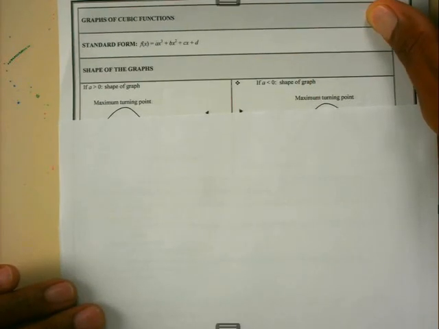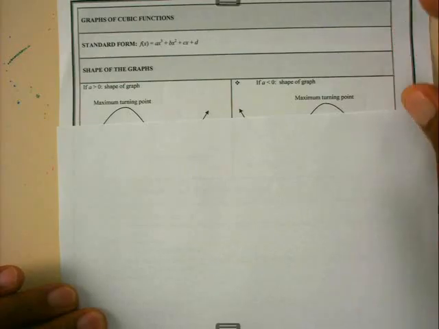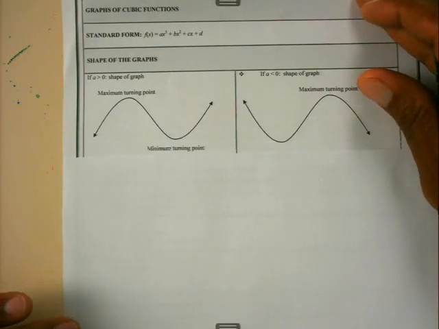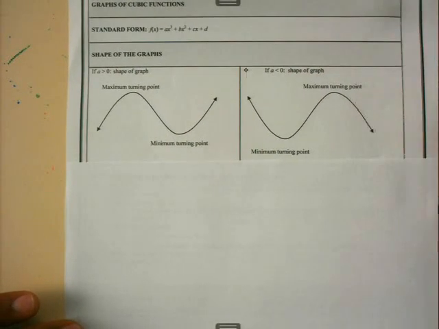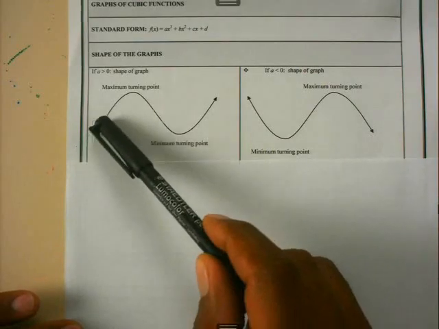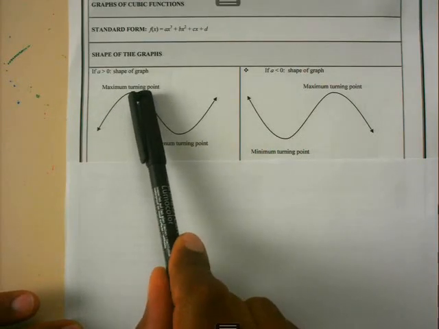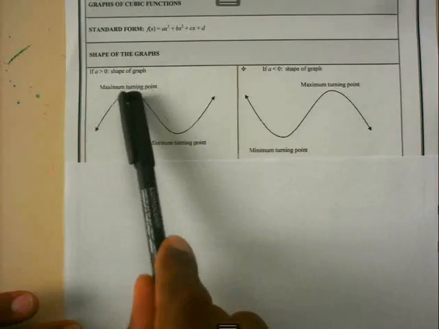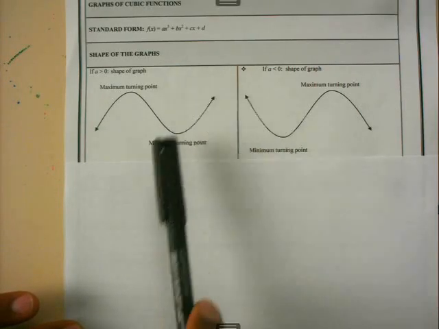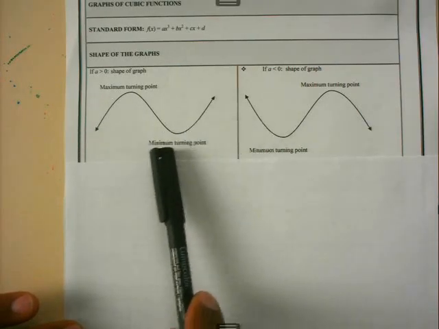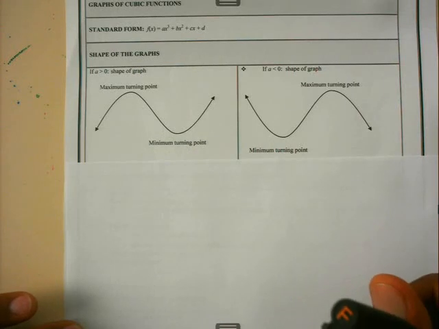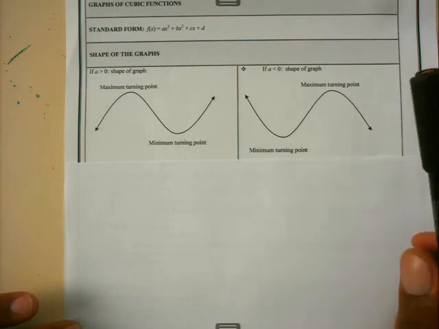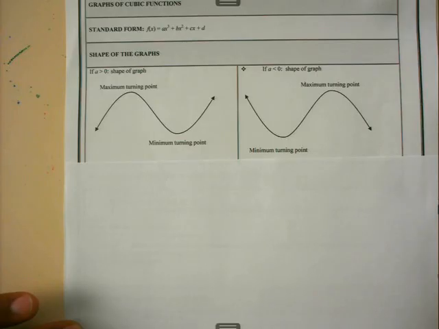If a is greater than 0, if the value of a is positive, the shape of the graph will look like this one here. It means the graph will increase first. You can see here now, the graph increases. We have the turning points, and the first turning point that we come across will be the maximum turning point, and thereafter the graph decreases and increases after. And then immediately when it increases, we are going to have the minimum turning point. That's only when a is greater than 0.